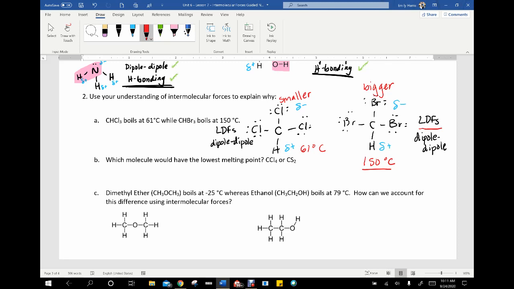All right. So now let's look at this next one. It says which molecule would have the lowest melting point? CCl4 or CS2? So here's CCl4. And here's CS2.